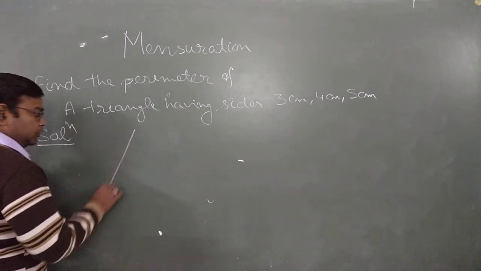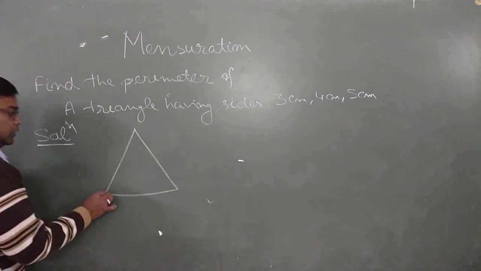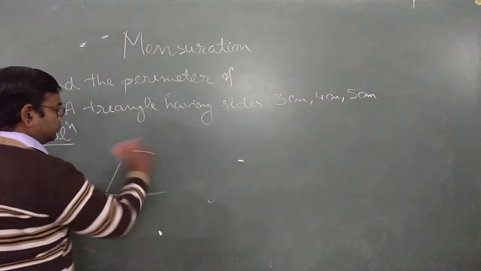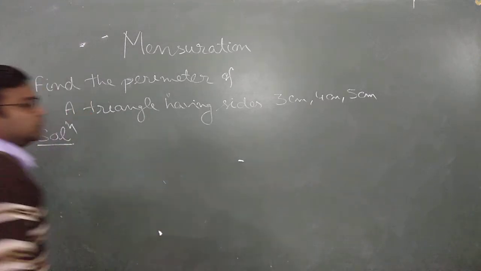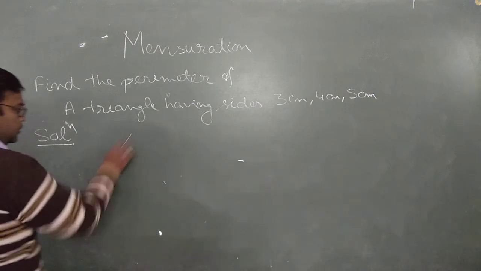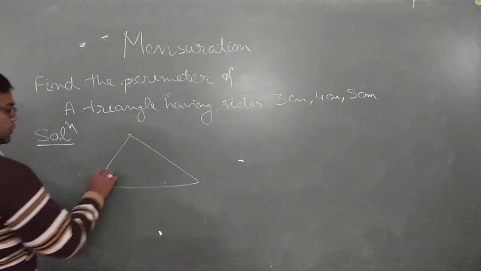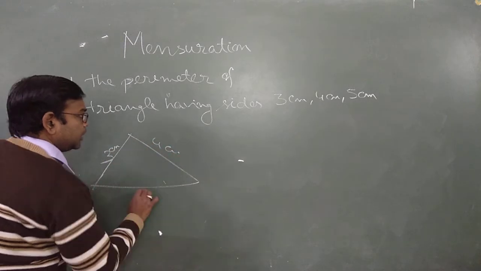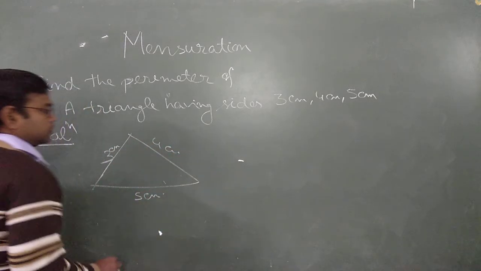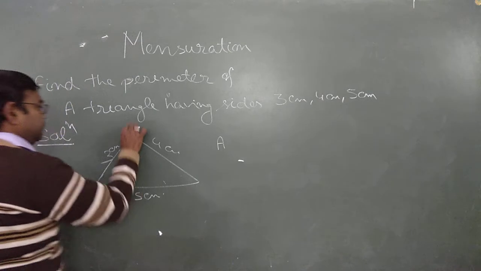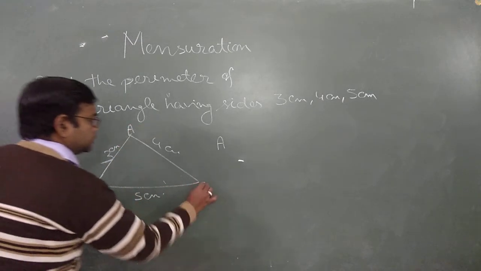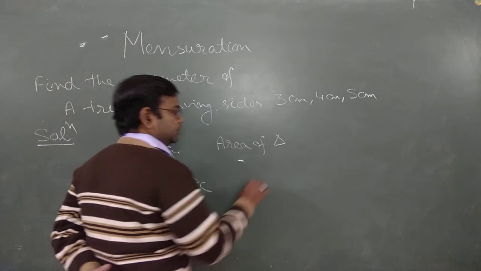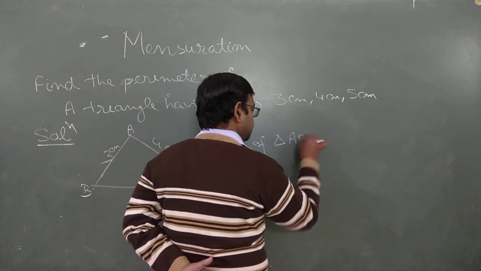First, we draw the figure and write down the sides. This is not the exact figure. You need not draw the exact figure, but the figure must represent the question. Clear? Suppose this is your 3 centimeter, you must write down 4 centimeter and 5 centimeter. So what is the area of the triangle? You must give the names A, B, C. So in this case, area of, give the symbol triangle ABC.